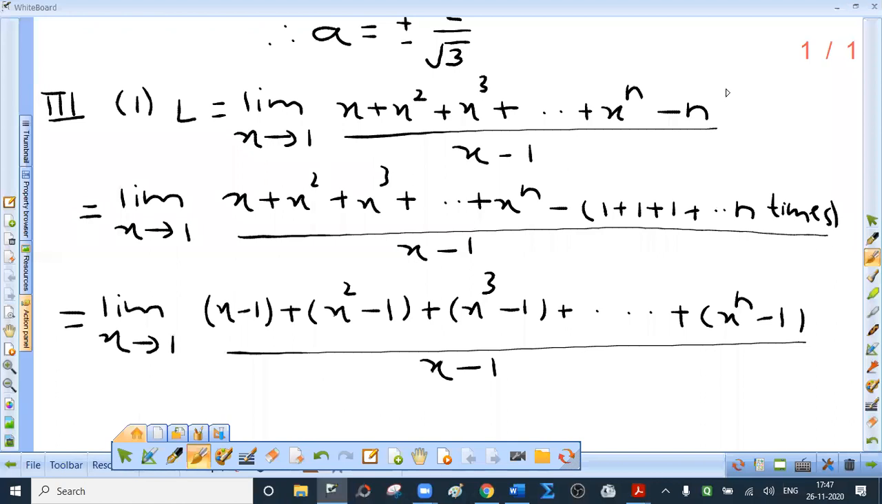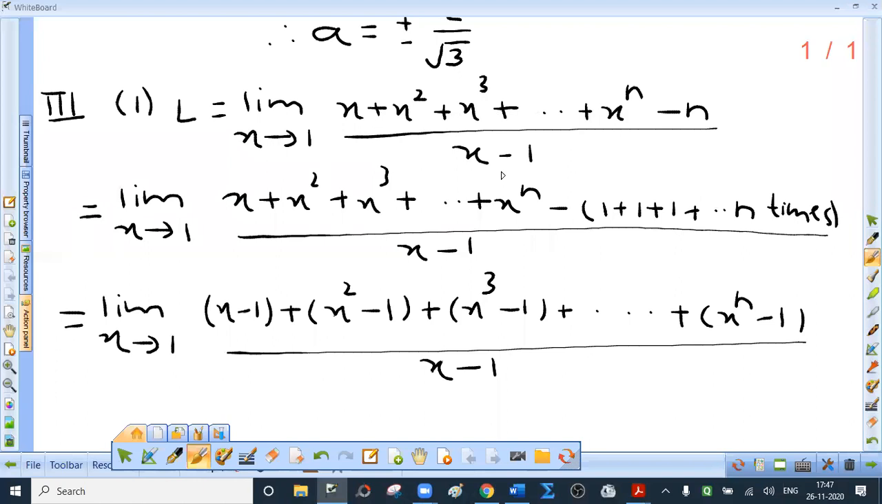Now the next one is an important one. Let L be the limit as x tends to 1 of which function? x plus x square plus x cube up to x raised to n, minus n, upon x minus 1. Can we take the limit in the first step? The answer is no. Why? Because the numerator is 1 plus 1 plus 1 how many times? n times. If you add 1 n times, you get n minus n, 0 upon 0, the 0 by 0 form, right? So we cannot take the limit in the first step.